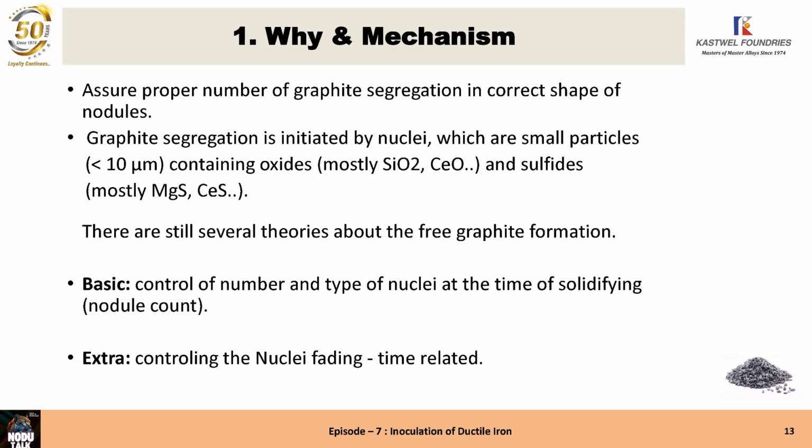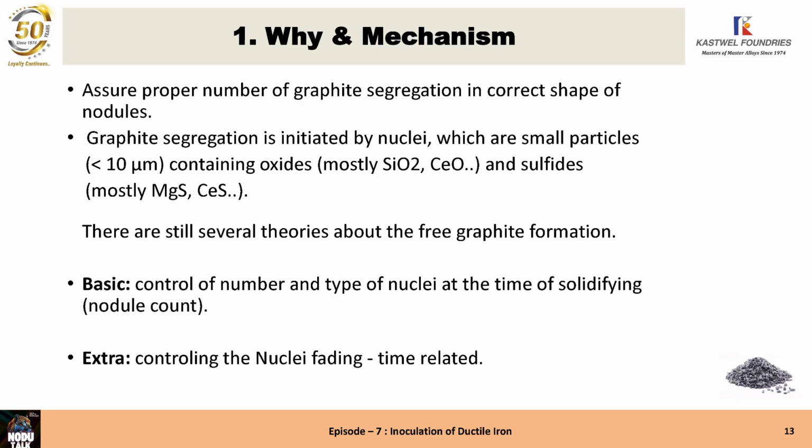And the graphite segregation is initiated by nuclei, as we know, which are small particles smaller than 10 micrometer, containing oxides like silicon oxide and cerium oxide, and sulfides, mostly magnesium sulfide and cerium sulfide. That's one of the things you have to realize. You need both to have good nodules.